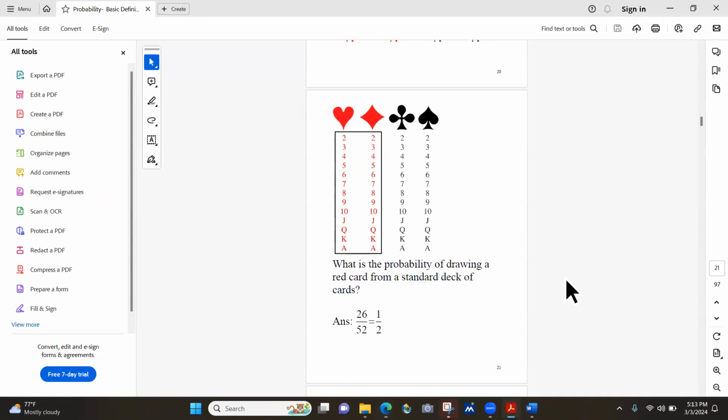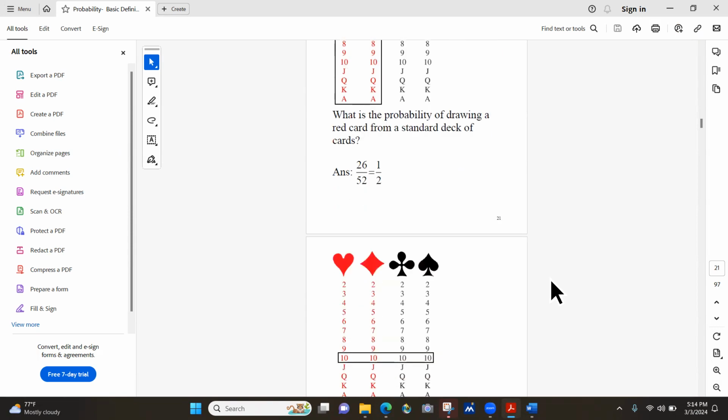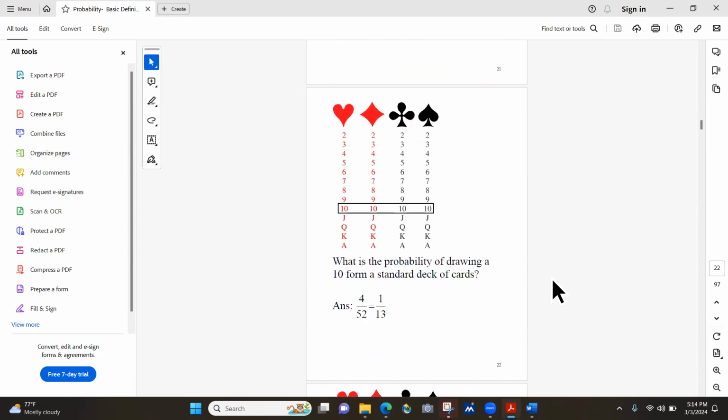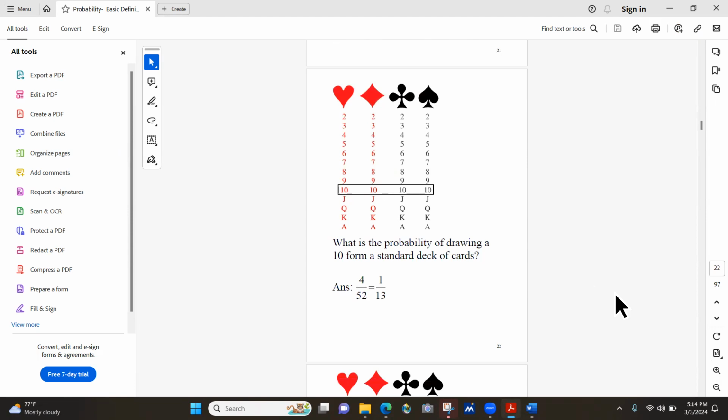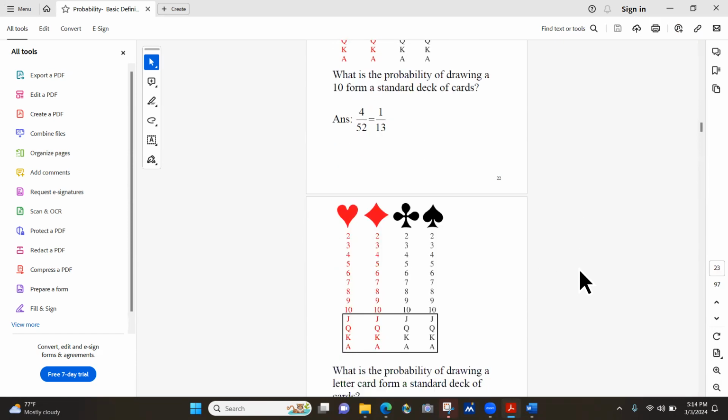Let's do some problems. You have a standard deck of cards. What's the probability of drawing a red card? Well, there are 26 red cards out of 52, so your answer is 26 over 52, or half. What's the probability of drawing a 10? In a standard deck of cards, there are 4 tens, so you take 4 divided by 52, which is also 1 over 13.